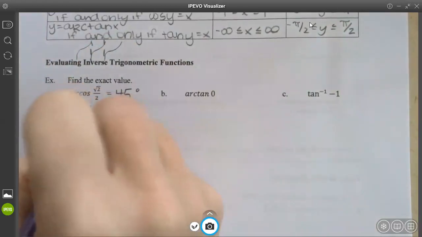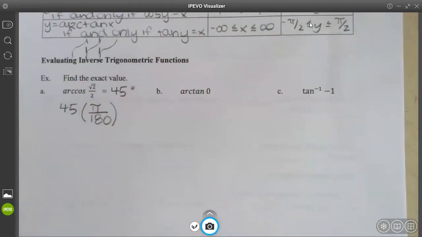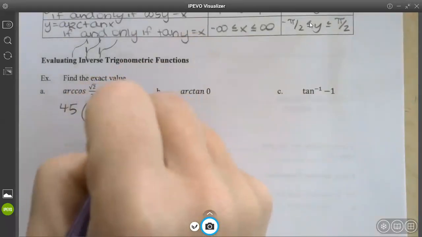45 times pi over 180. 45 divided by 180 is 1/4.